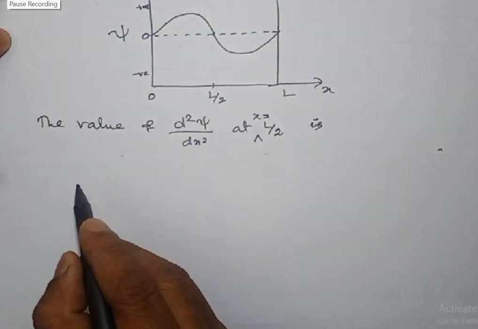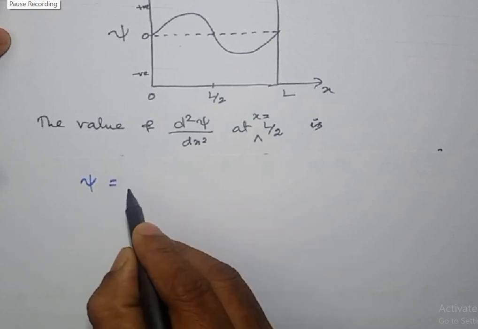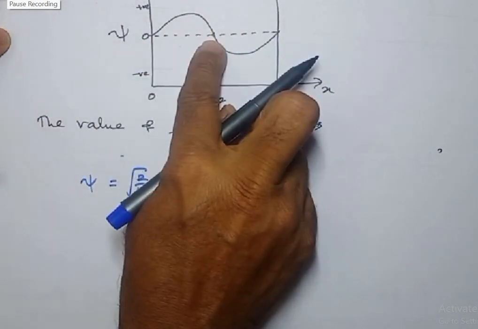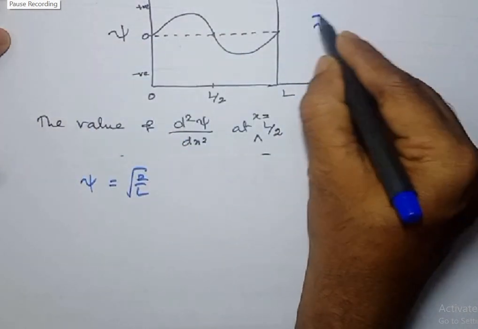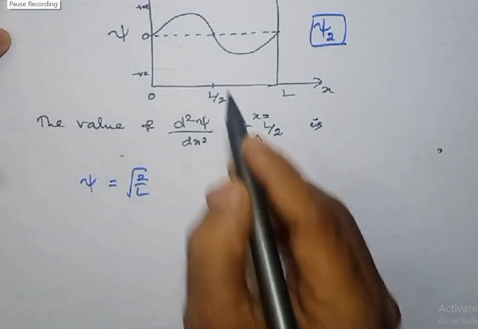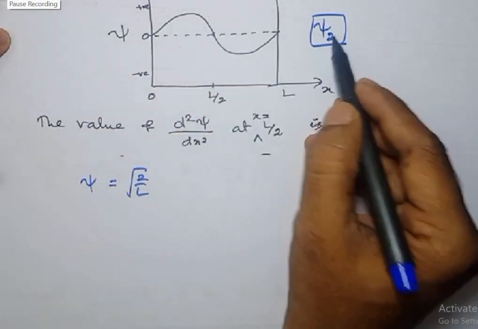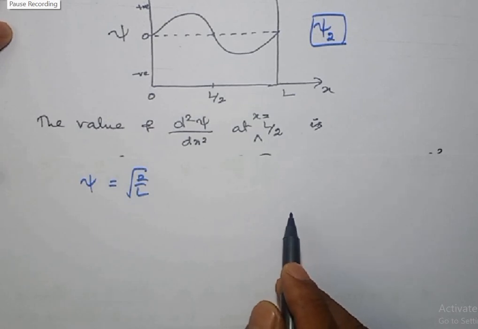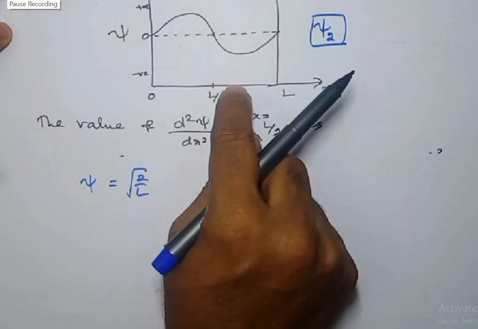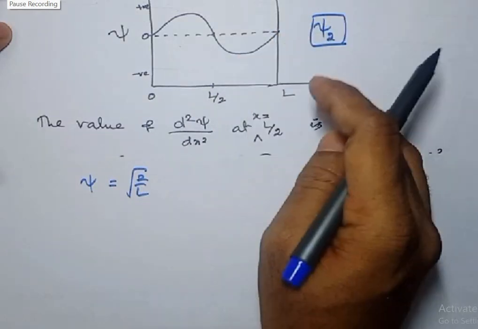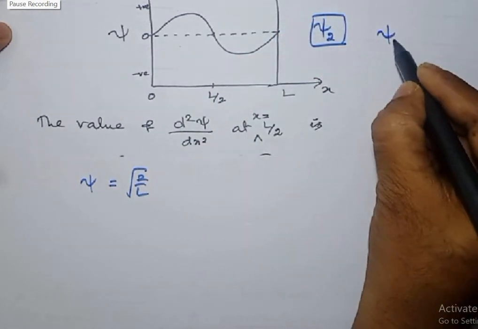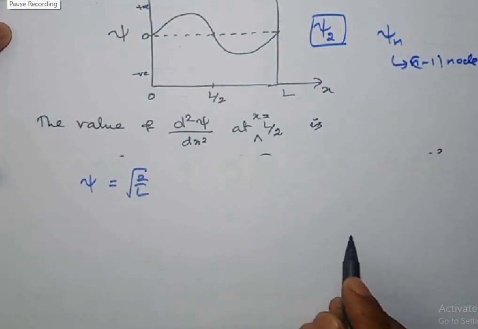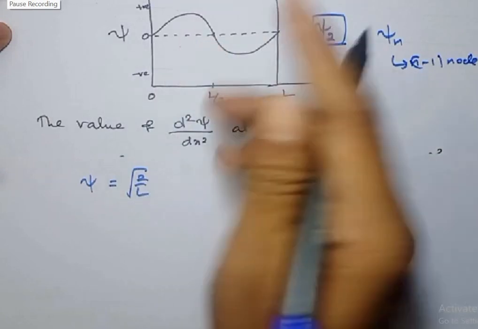We know very well the general formula for a 1D box is square root of 2 by L, and here the wave function has one node, therefore the wave function is supposed to be psi 2. If there is one node, the wave function is psi 2. Listen, psi 1 has 0 node, psi 2 has one node, psi 3 has 2 nodes, so if it is psi n, there will be n minus 1 nodes. Since we have one node, the wave function is supposed to be psi 2.